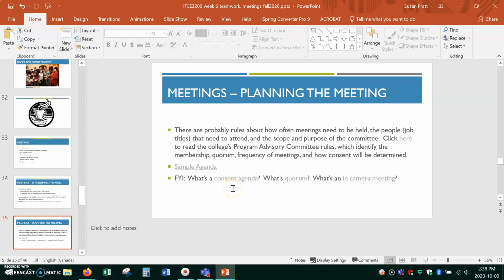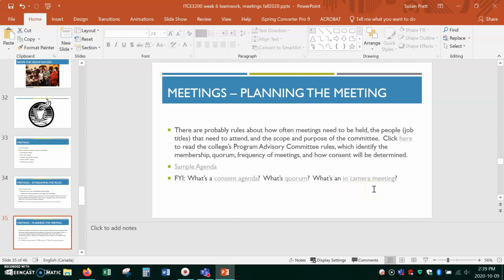A consent agenda, because a lot of organizations have moved to this type of an agenda where certain items that are always going to be on the agenda, things like reports, they don't discuss them. They just get added and then there's a motion and they're approved without any discussion. Quorum, again, take a look. It refers to the meeting can't run and can't make decisions unless a specific number of people are there.